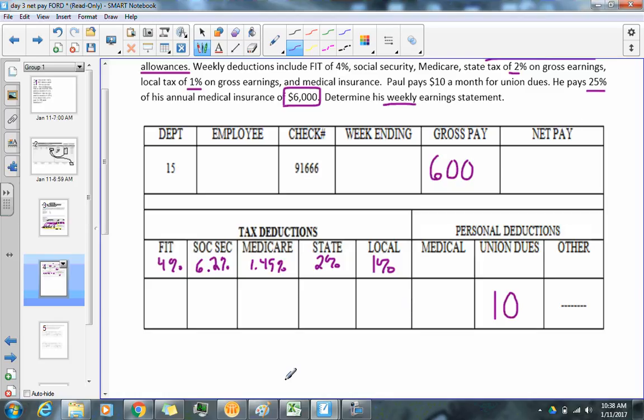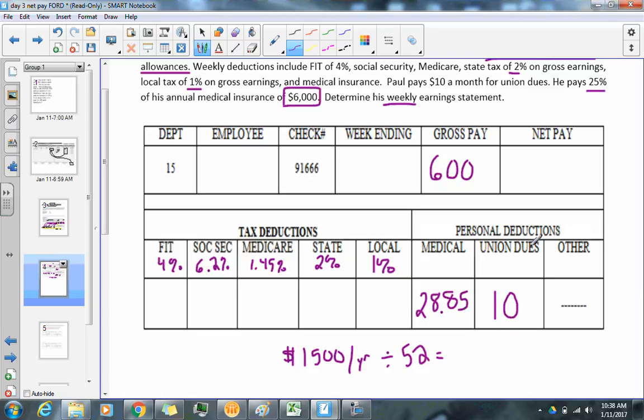So 6,000 times 25%. He pays 1,500 per year. So this is per year. That's a backslash, by the way. So he pays 1,500 per year. Now, he's paying weekly. So we've got to take 1,500 and divide that by 52, because you're paying an equal share every single time. So 1,500 divided by 52, rounded to the nearest penny, gives me $28.85.